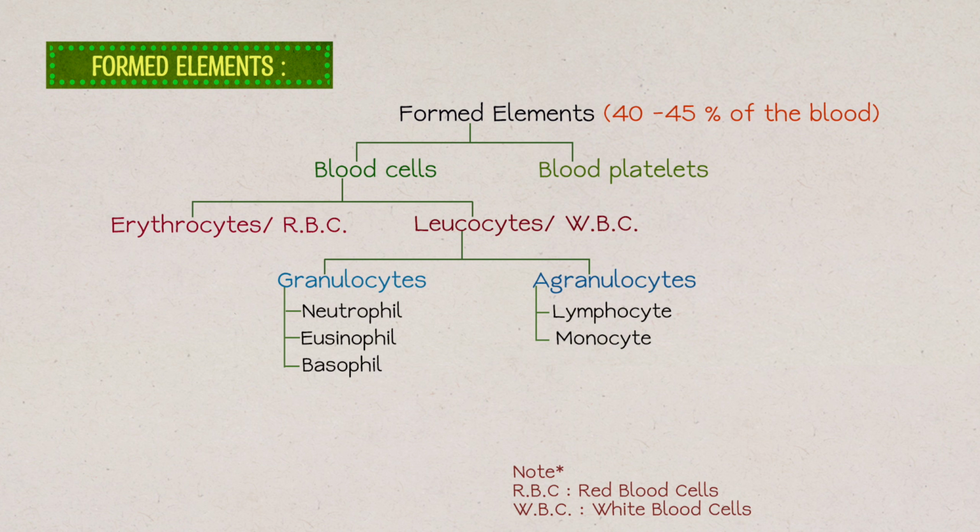Next, let's discuss formed elements. Formed elements make up around 40 to 45% of blood. They are composed of blood cells and blood platelets. The blood cells can be further classified into erythrocytes, also called red blood cells, and leukocytes, also known as white blood cells.